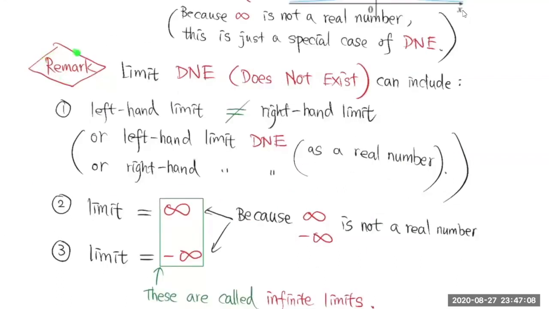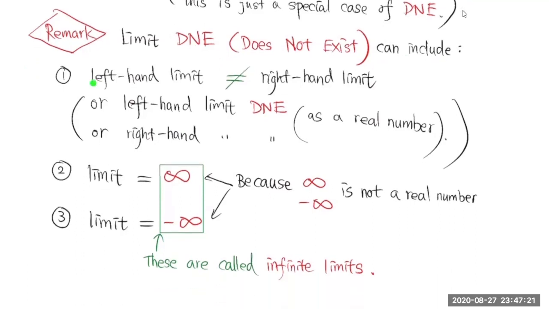Now I'm going to make a remark here to clear some of the confusion. When we say the limit does not exist, it can include different cases. You could have the left-hand limit not equal to the right-hand limit, then the limit does not exist. Or the left-hand limit does not exist, or just the right-hand limit does not exist. If one of them does not exist, then the two-sided limit will not exist. For the two-sided limit to exist, both of them have to exist as a real number.